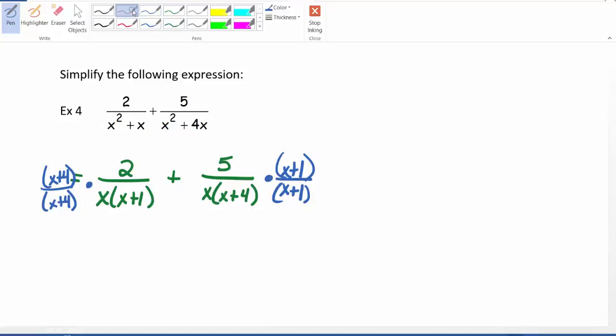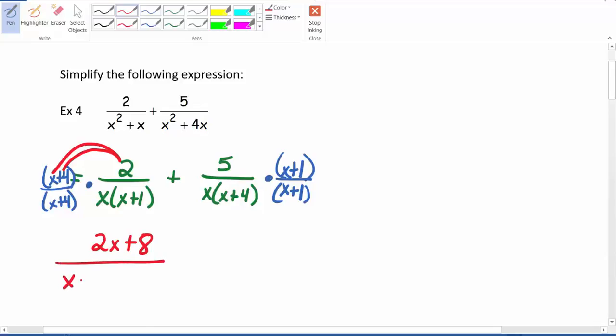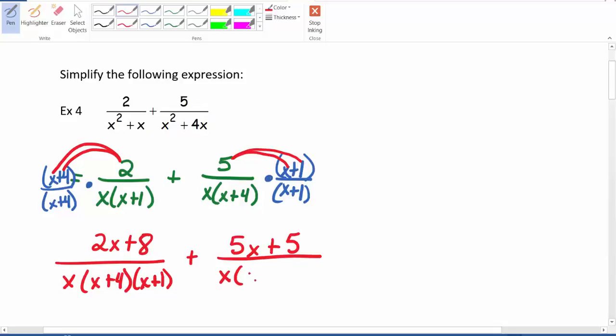Going ahead on top and distributing the 2 to both terms in that parenthesis, we end up with 2x plus 8. On the bottom, we have our x times x plus 4 times x plus 1. Over here on the right, we have our 5 being distributed into both pieces, giving us then 5x plus 5. On the bottom, we still have our x times x plus 4 times x plus 1.